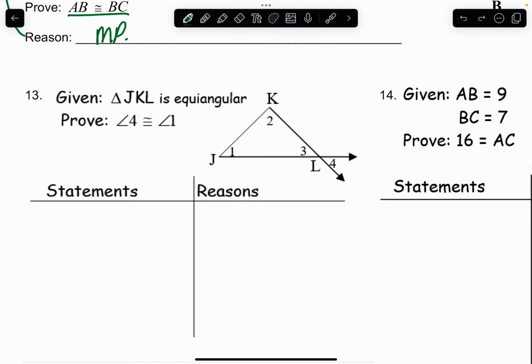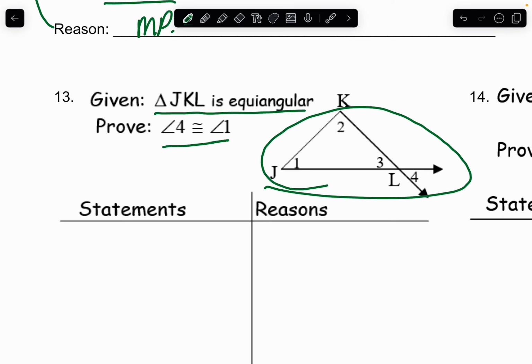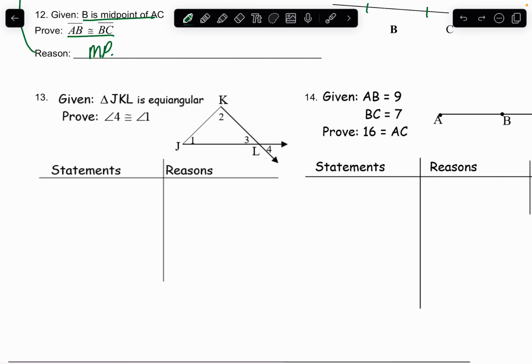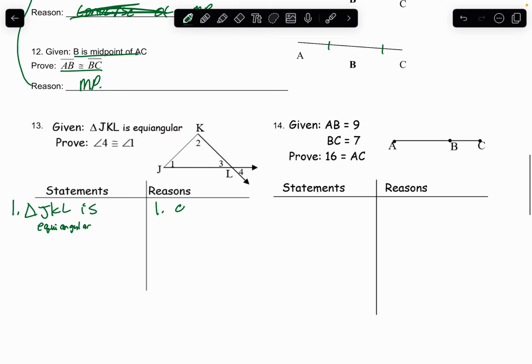All right, here's the main event of the whole thing. It is these geometry proofs. These are as gentle as I can get while still getting some of the main ideas I need across. Triangle JKL is equiangular. That's a given statement. I gave you a picture and I asked you to prove angle 4 is congruent to angle 1. Okay, let's think about what we can do here. First, we write the given. Triangle JKL is, oh man, this is a long word, equiangular. Oh, that's exhausting. And that is given.